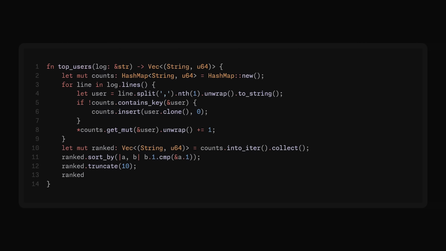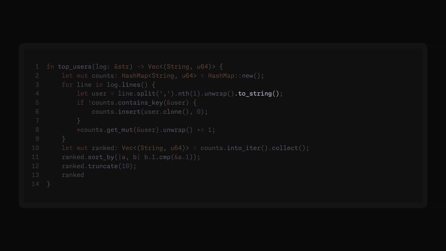Optimization 1. Stop allocating memory you do not need. This one applies to almost any hot loop in Rust that touches strings or owned data. This toString copies every user ID onto the heap. 20 million lines means 20 million allocations. And this clone copies the same ID a second time, so it can be stored in the map as a key. Both copies exist for one reason.